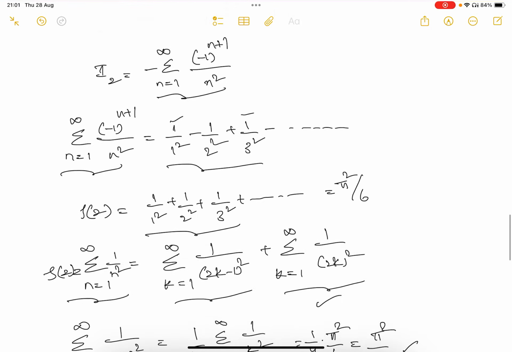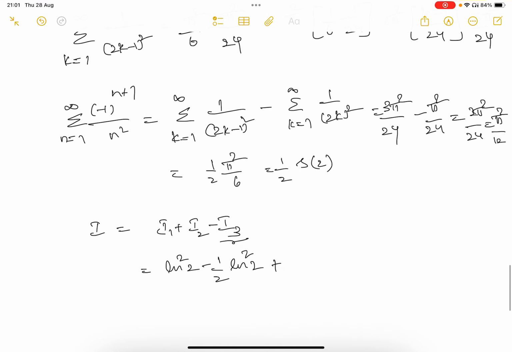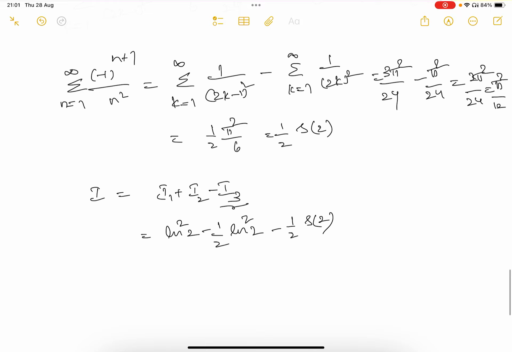I2 is minus of this summation, so minus of 1 by 2 into the Riemann zeta function of 2. So this will be half ln square 2 minus half Riemann zeta function of 2, which is ln square 2 minus Riemann zeta function of 2, by 2. So this is the solution.